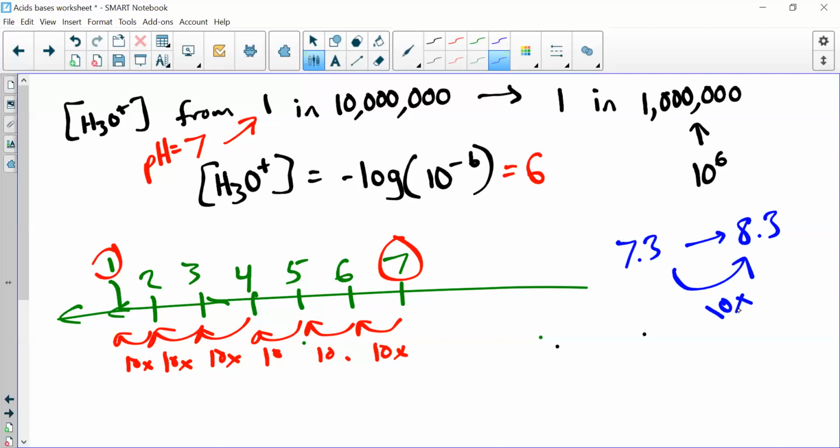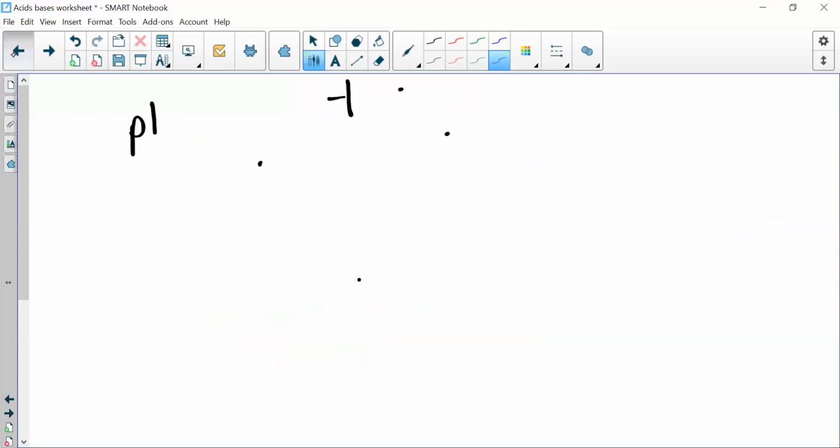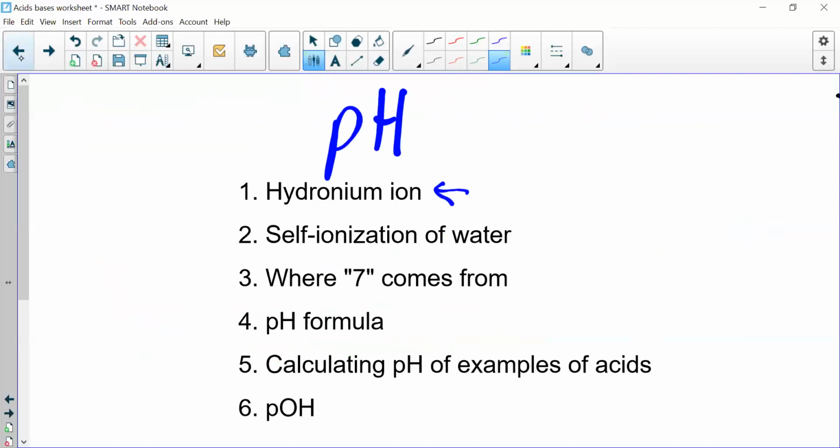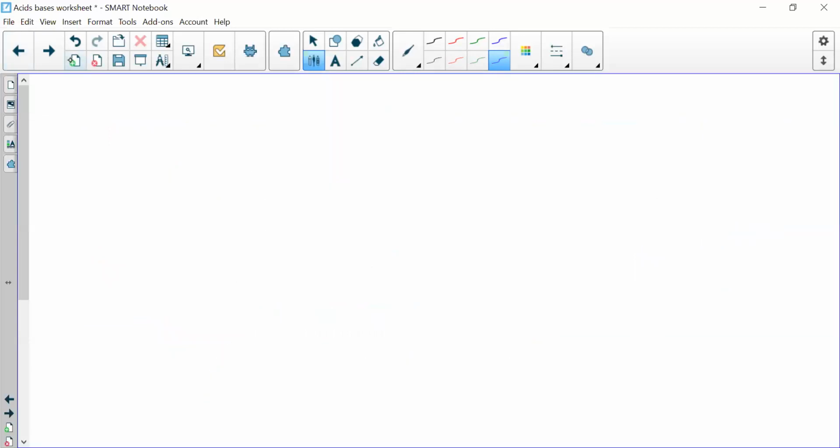Okay, so let's go back to the title slide here and see what we've covered and what we still need to brush up on. So we covered the hydronium ion, self-ionization of water, where 7 comes from, and the pH formula. All right, this shouldn't take us too long. Calculating pH of examples of acids. So let's say we have a 0.0395 molar nitric acid sample.